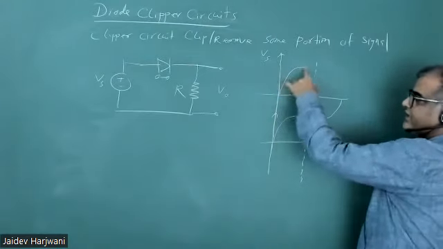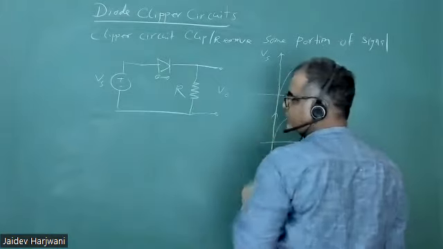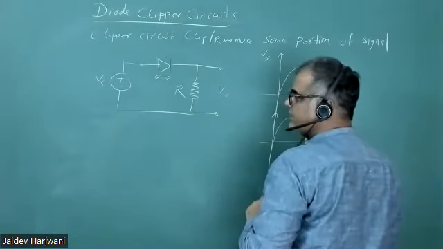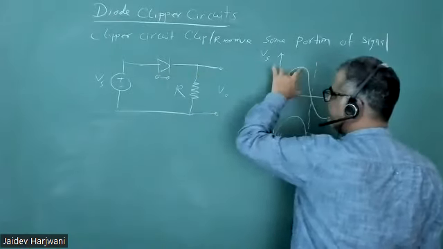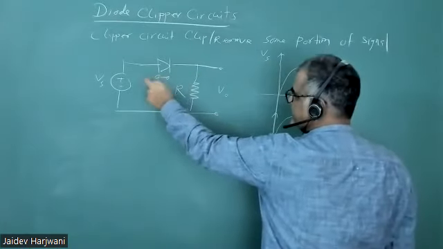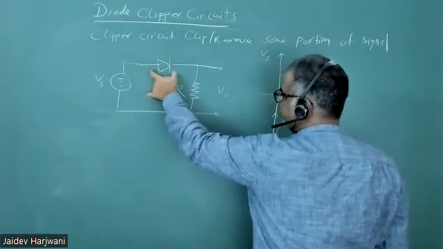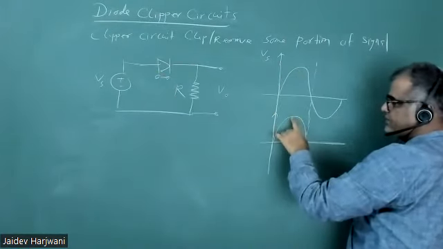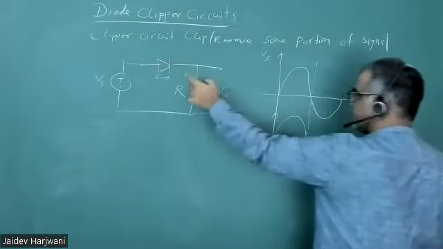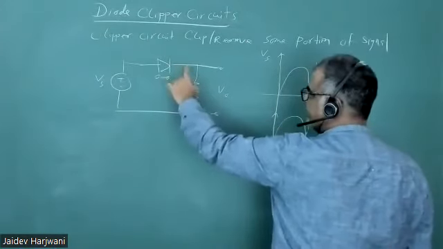If it is a positive cycle, this diode is a short circuit, so all the voltage will come here. Whatever voltage you are applying, there is zero drop, so all the voltage comes to the output. Similarly, for the negative cycle, it will be open, so there is no current flow and the output will be zero.